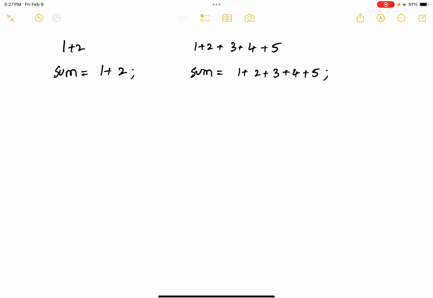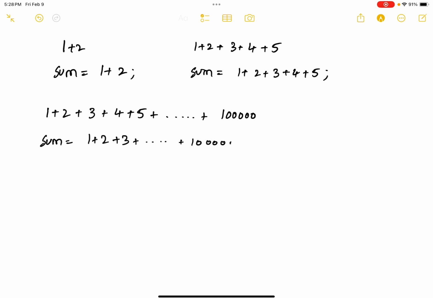Let me extend the problem and say I want to compute 1 plus 2 plus 3 plus 4 plus 5 plus so on up to 100,000. How would you solve this problem? Either you would write something like this, sum equals 1 plus 2 plus 3 plus so on up to 100,000. Unfortunately, you cannot use the dots in C. It's just not possible. So you would spend the whole day pretty much trying to write this up.